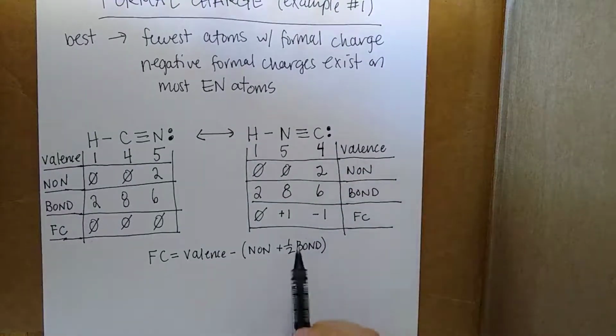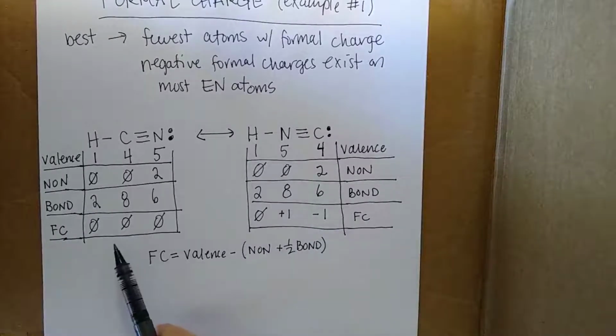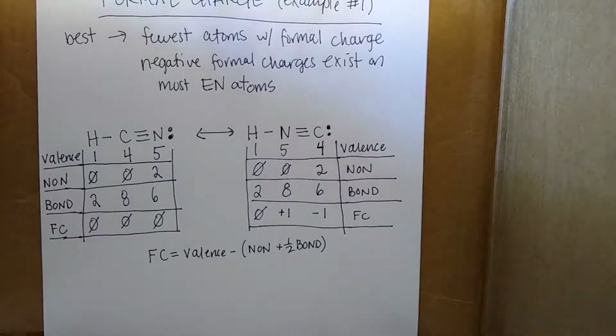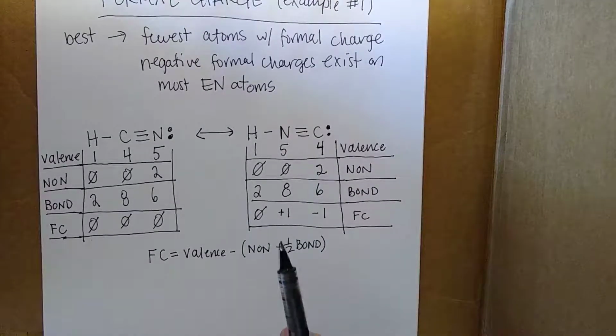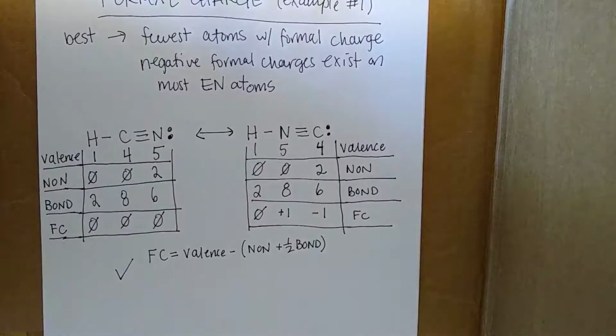Okay, so now we have the formal charges on each one of these atoms for both of these structures, and we can go back to our rules. So, as I've alluded to, the best structure is the one that has the fewest atoms with formal charge. So that gives us an indication that this structure on the left is a little bit better.